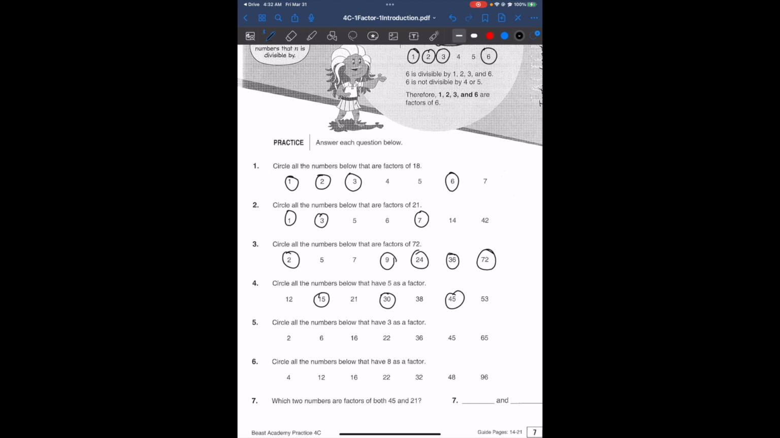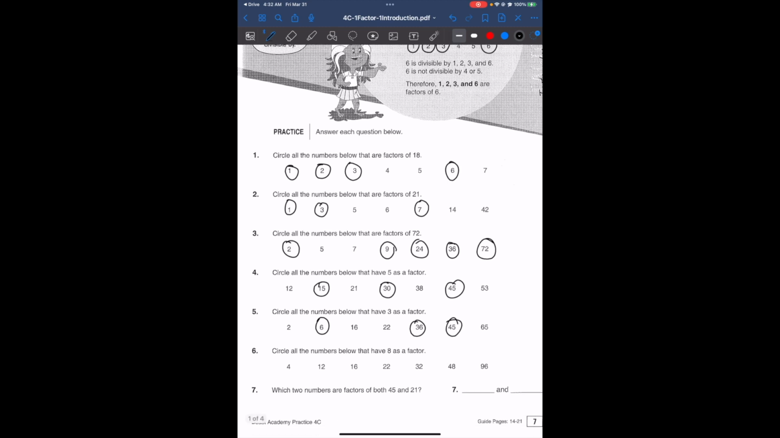Then for the next problem, we're circling all numbers below that have 3 as a factor. So 6 can be divided by 3. 36 can be divided by 3. 45 can also be divided by 3.